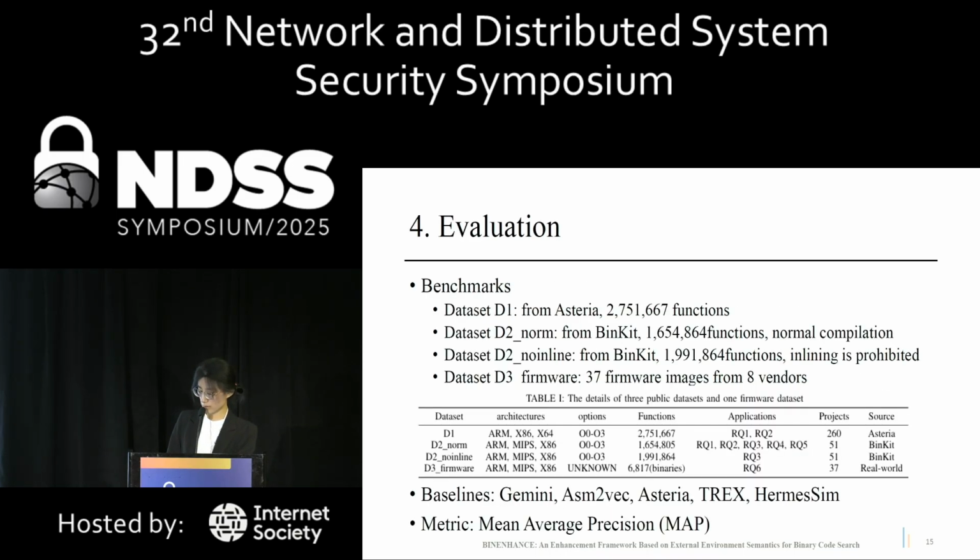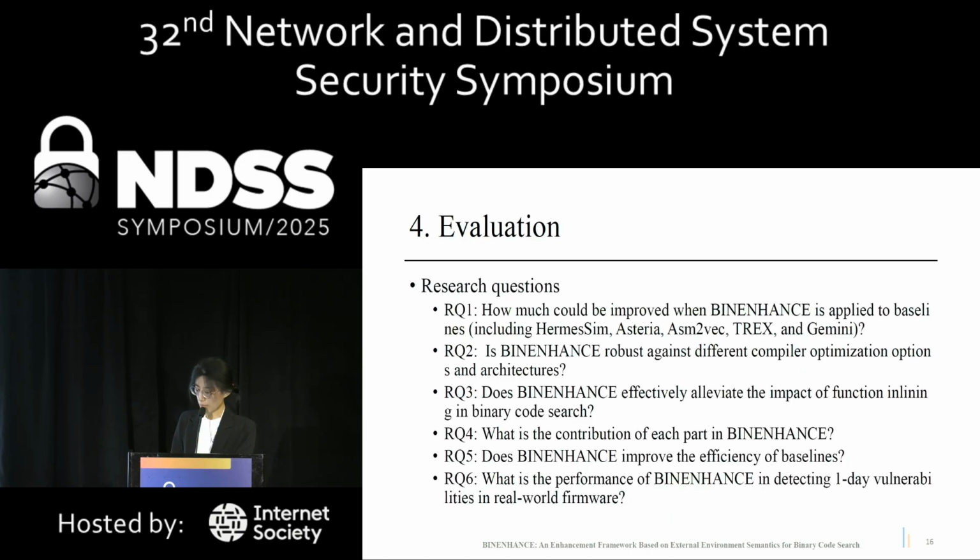Next is the evaluation part. We select two public datasets to evaluate our BinEnhance framework. Specifically, there are two versions of dataset 2, normal and no inline, which stand for normal compilation and prohibit inlining, respectively. We select 5 existing internal code semantics models as our baselines. We would like to answer the following questions.